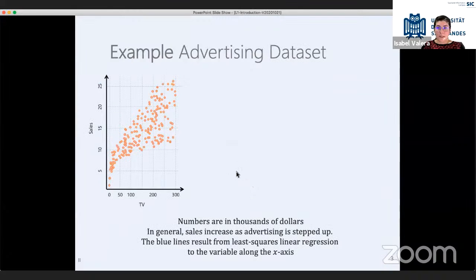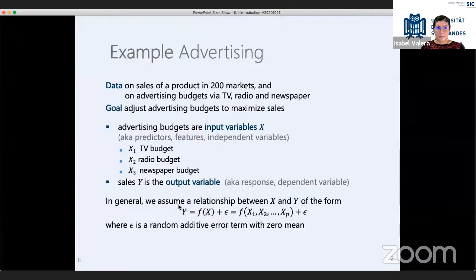I don't think you can see my mouse, right? Can you see it? That is great, because yesterday I didn't manage to make it visible.